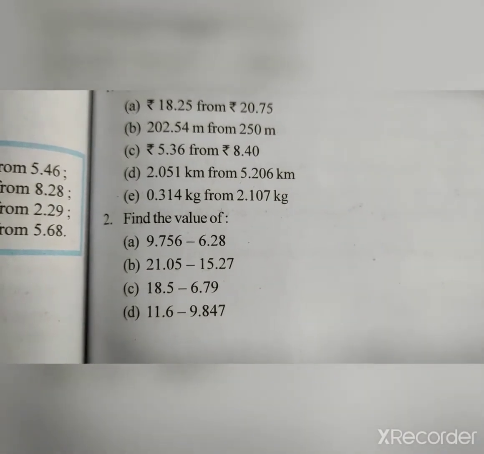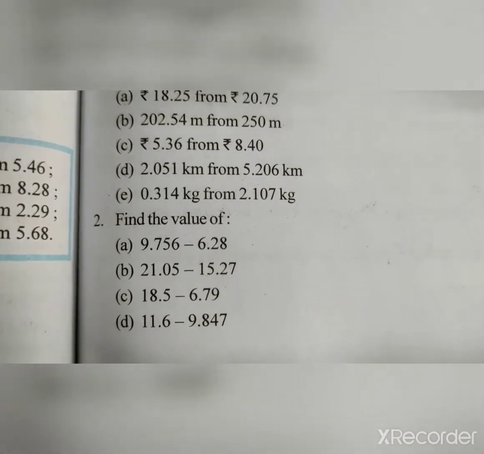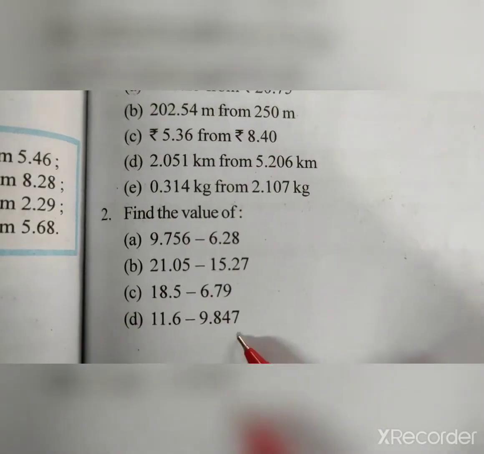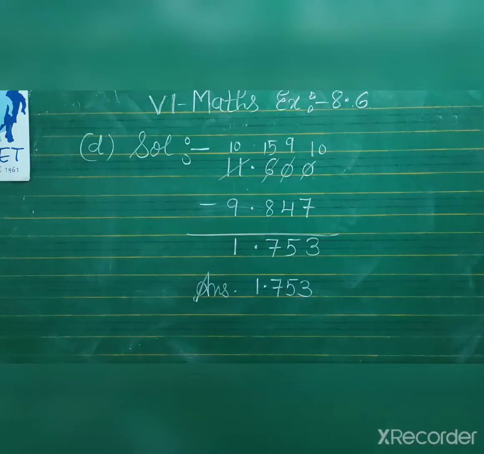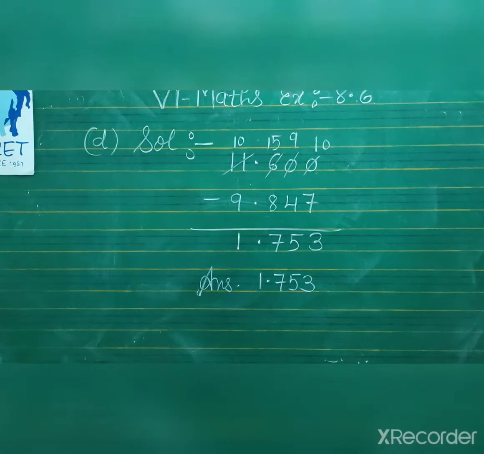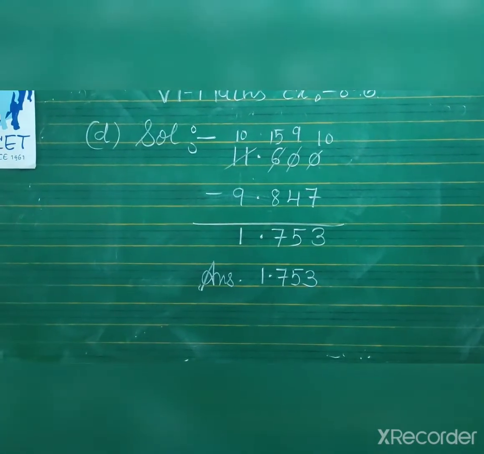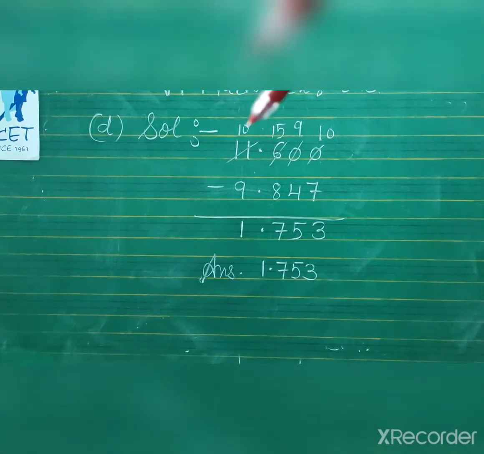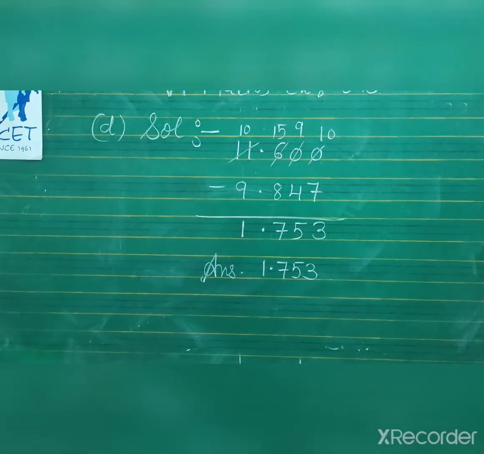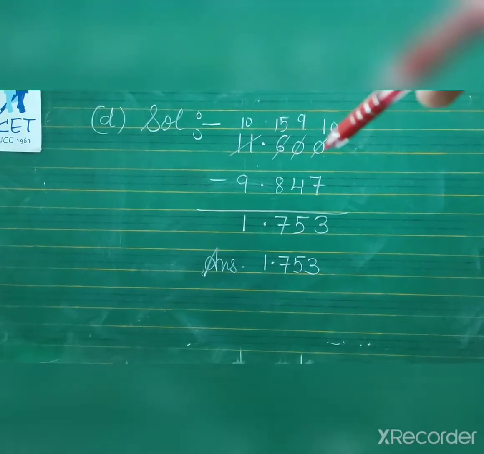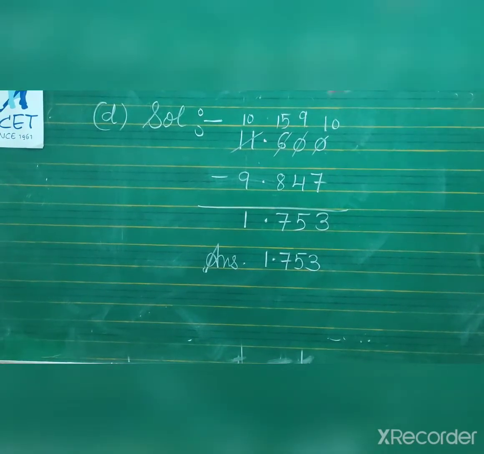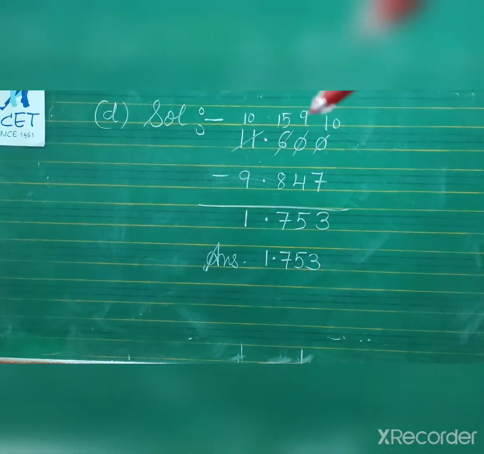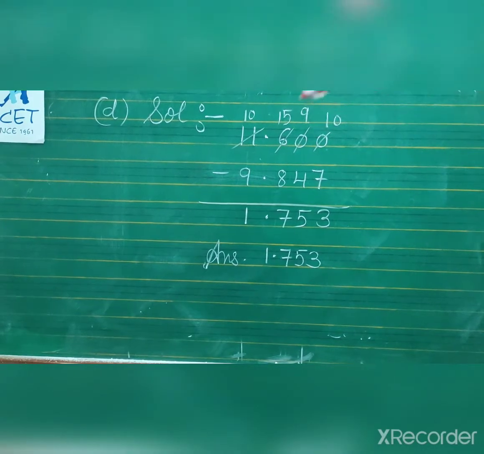Second question, find the value of. So I will solve D for you. In this question you can see 11.6 is there and below 9.847. After decimal 1 digit is there. So we will put 2 zeros. Now 0 minus 7 is not possible. 0 will borrow from this 0. 0 will borrow from 6. Here will be 10. 10 will give 1.